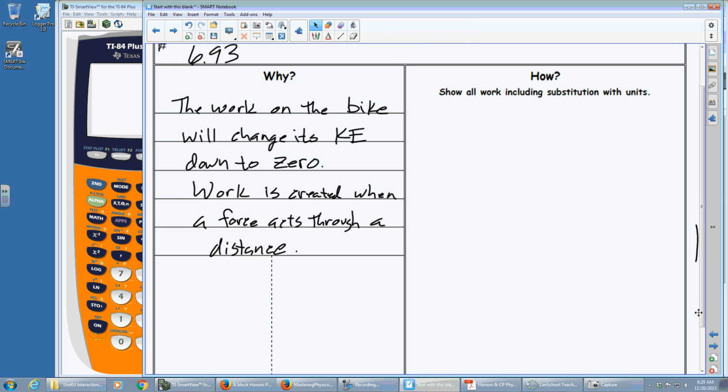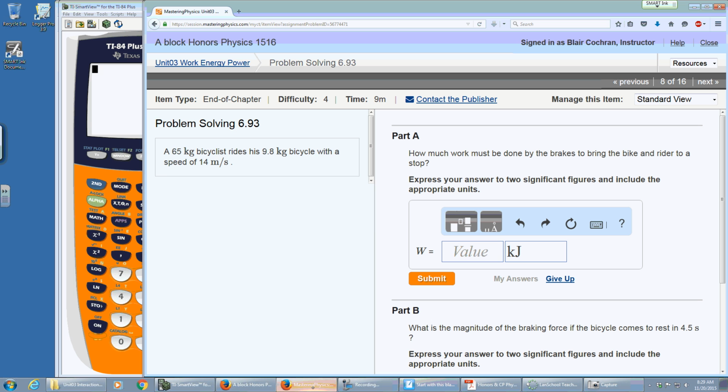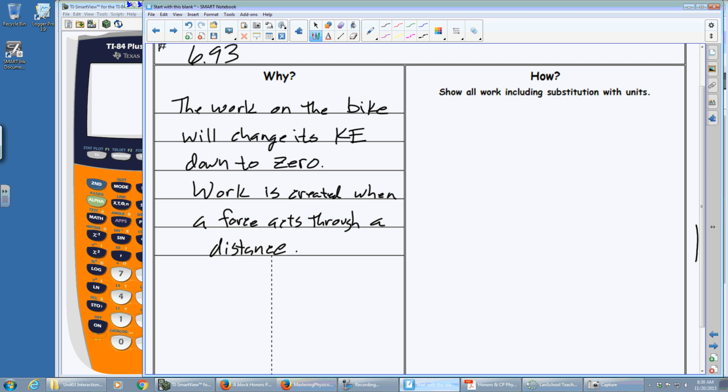Probably all I need for my y, I would say. All right, so the brakes are doing net work on this, so I'm going to go back and use the W net equals the change in kinetic energy.